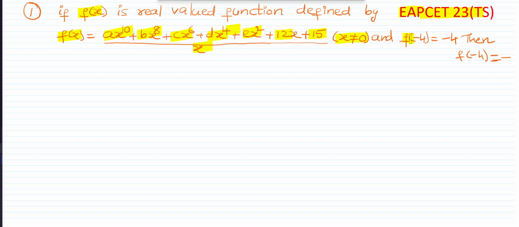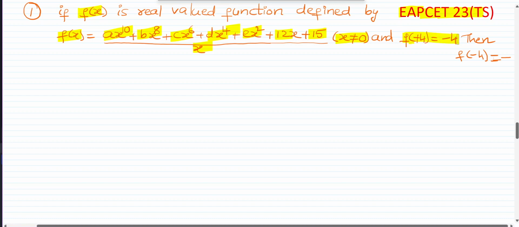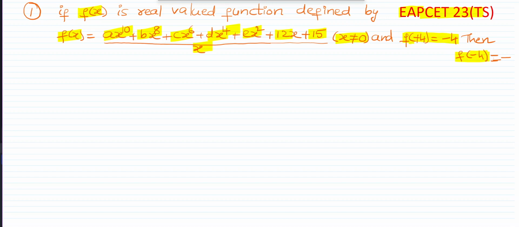and f of 4 is given as minus 4, that is, f of plus 4 is equal to minus 4. Then find the value of f of minus 4. This is the question. Here the f of x value is given, and given f of 4 is equal to minus 4.